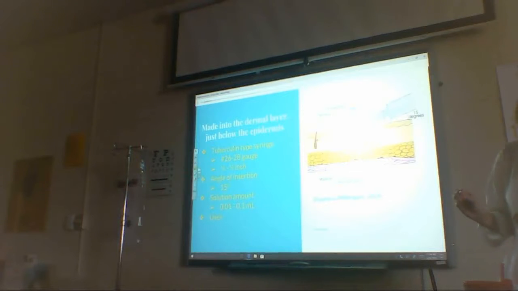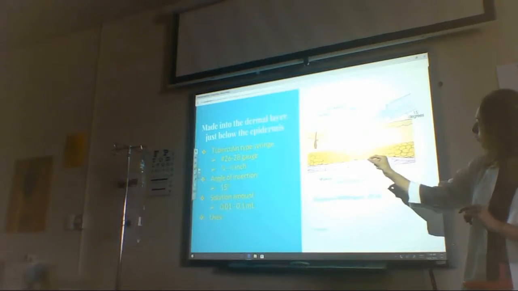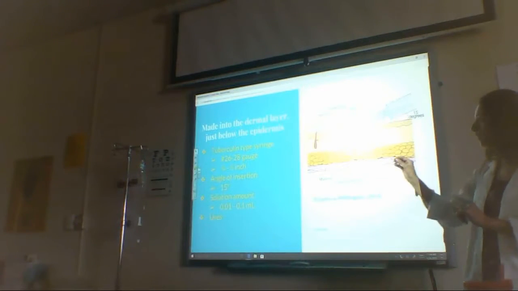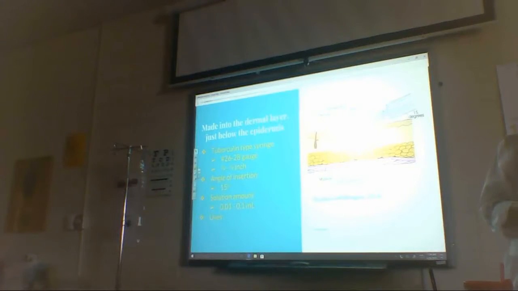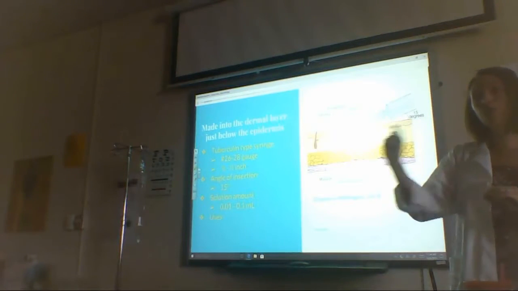The angle of insertion, very shallow, 15 degrees. You're going to get it right up under the skin, and you're also not going to insert the needle very far. You're only going to go about 1/8 of an inch into the skin. The solution amount is very, very small, 0.01 to 0.1 milliliters. And so you'll see on your TB syringes that they're calculated, or they're metered out in hundredths.